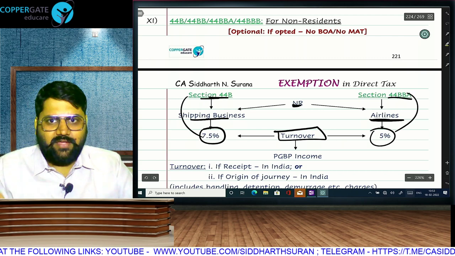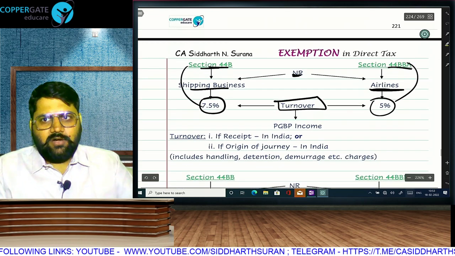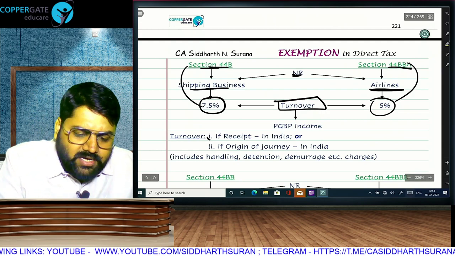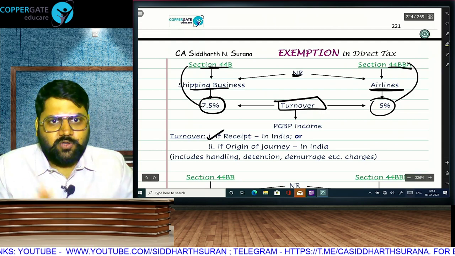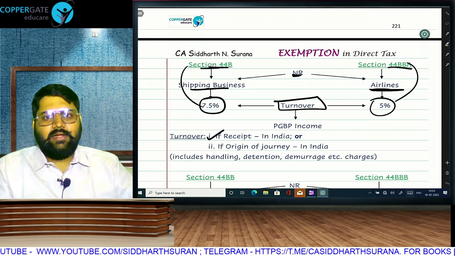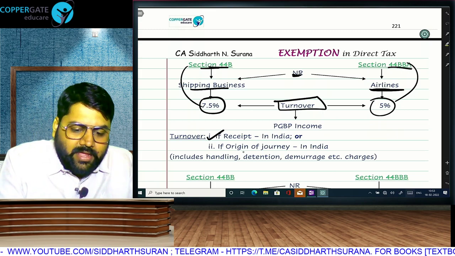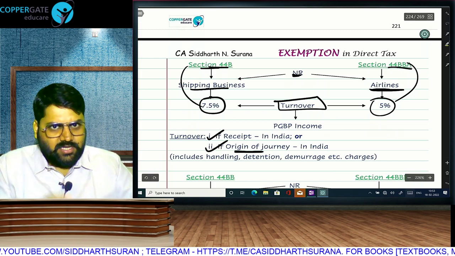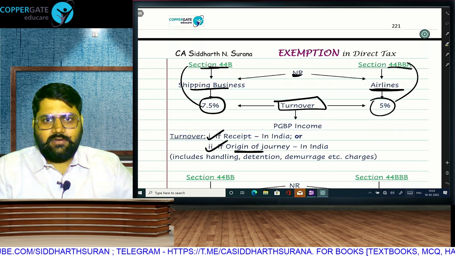Turnover at 7.5% and 5% respectively. But what will you take in turnover? Any money which is received in India, irrespective of origin and destination. If the payment is in India, then it will be taken. And any origin of journey in India, if the journey starts in India, then it will be taken.